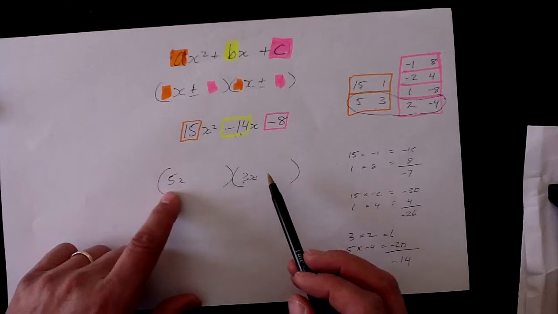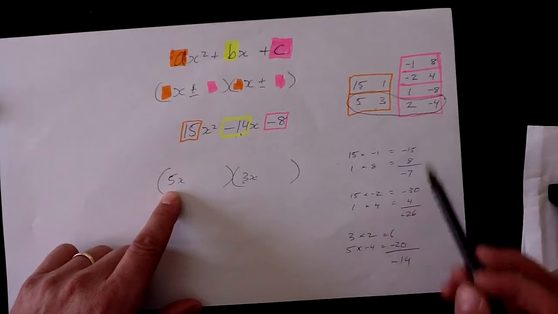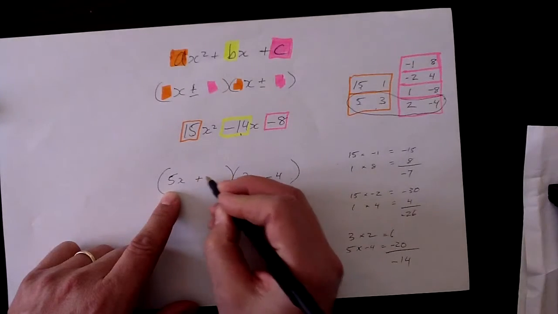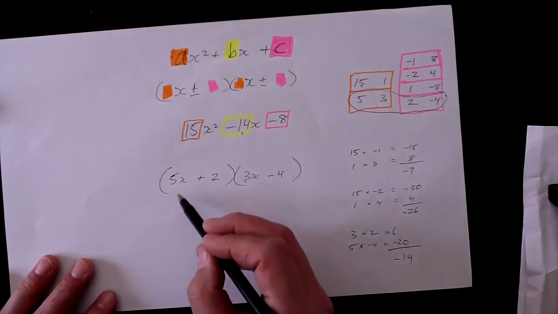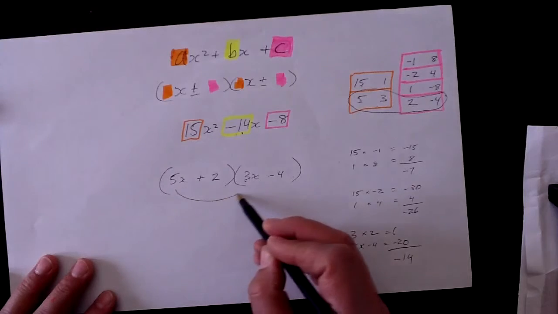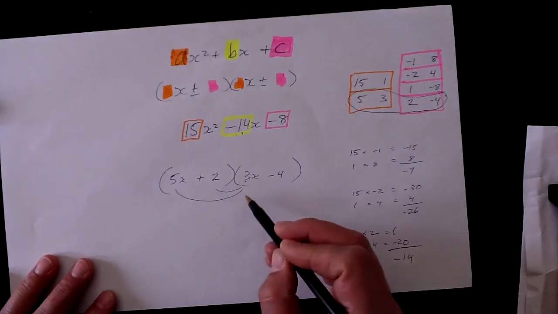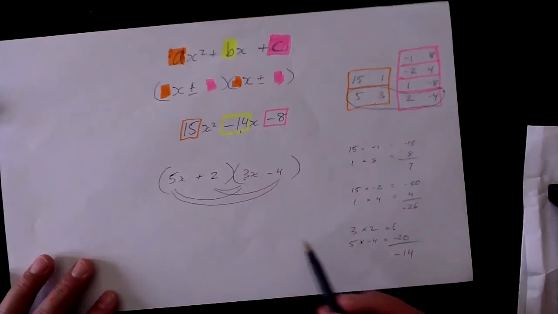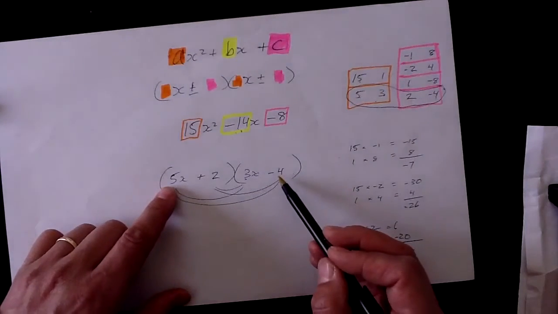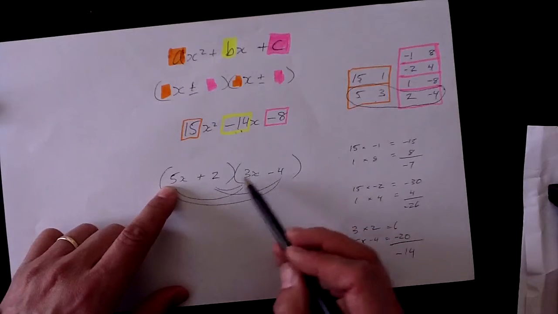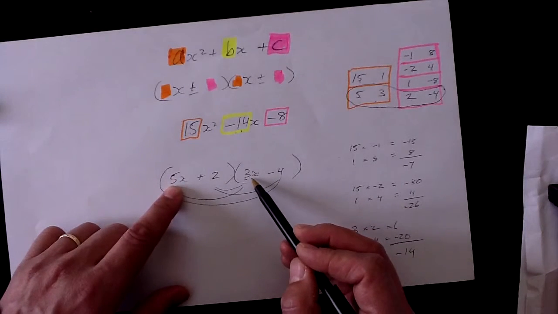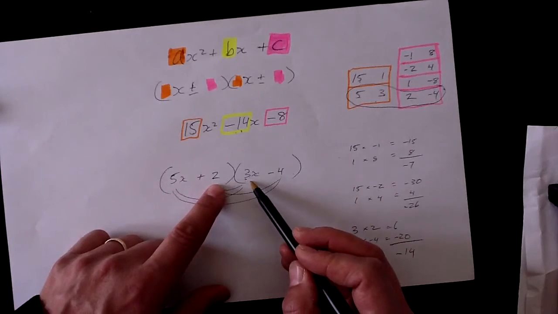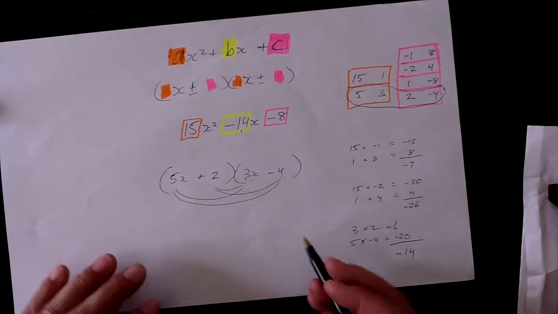And so if we would like the 5 to be multiplied by the negative 4, we're going to have to put negative 4 over here. And then we put the plus 2 over here. And if we wanted to check that, we would just see how this works out. Inside, outside, last. So 5x times 3x is 15x squared. 5x times negative 4 is minus 20x plus 6x minus 8. So that's correct.